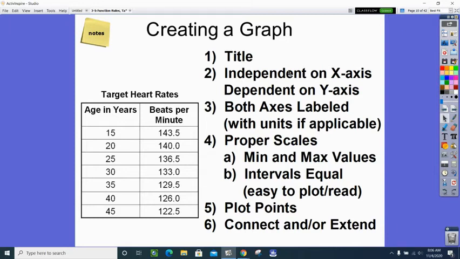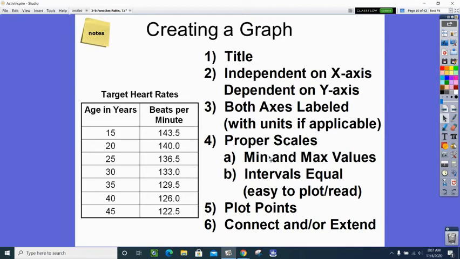Then you're going to make sure that your independent variable is going to go on the X, in this case years. Your dependent is going to go on the Y, in this case beats per minute. And you're going to label your axis, and you're going to make sure that the units are there. Then we have to create proper scales. And when we make a proper scale, we need to make sure that each block on the graph paper represents the same amount. So we're not going to jump from 1 to 3 to 15. Each block needs to represent the same amount.